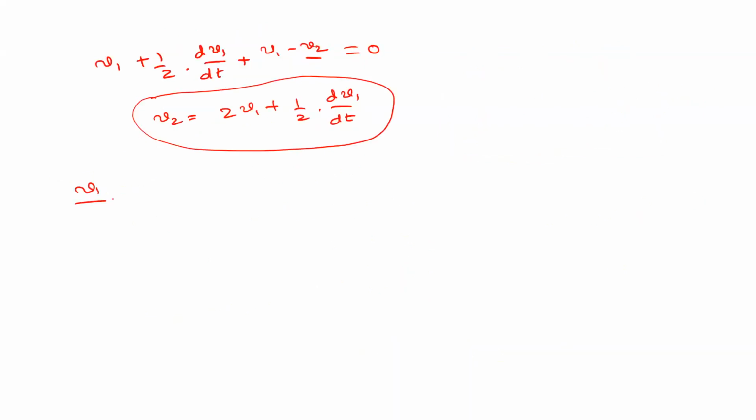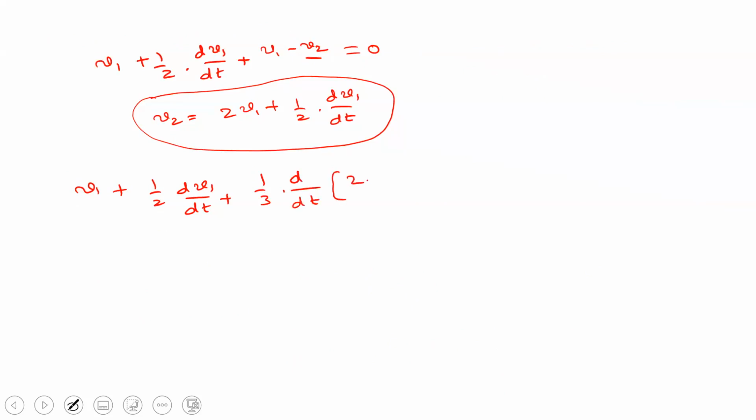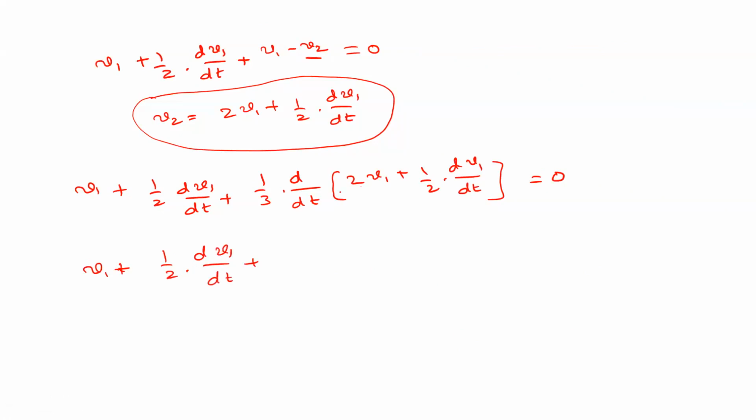So come to this equation. V1 plus, what is the next term? 1 by 2 dV1 by dt plus 1 by 3 d by dt. In place of that, we'll substitute the dV1 by dt term. Agree? This is equal to 0. At last we found it, right? So this is V1 plus 1 by 2 dV1 by dt plus 2 by 3 dV1 by dt plus 1 by 6 d square V1 by dt square. Is this correct? Yes, sir.